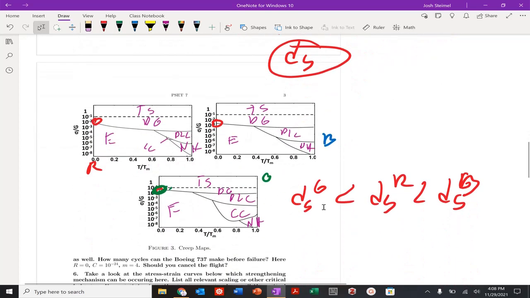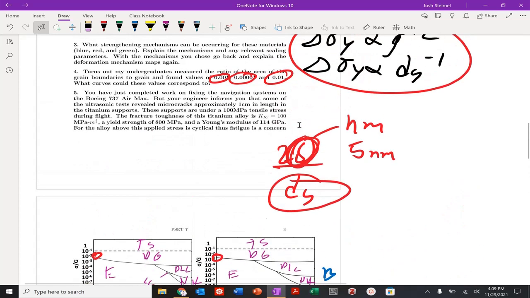We know d_g here of my green material is going to be my smallest. So the smallest d_g will lead to the largest value. So, let me erase here. The smallest value of my grain size would be the large value here. So this could be my green, this could be my red, and this could be my blue. There we go. We got it.